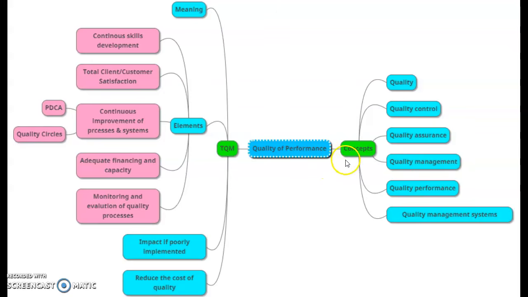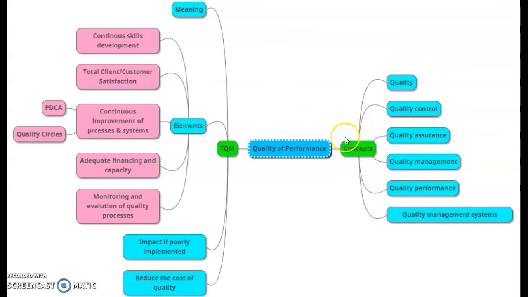The first one is being able to define and discuss the following concepts. And these concepts are as follows. There are 6 of them. You need to know what quality is, what quality control is, what quality assurance and quality management is, as well as quality performance and quality management systems.